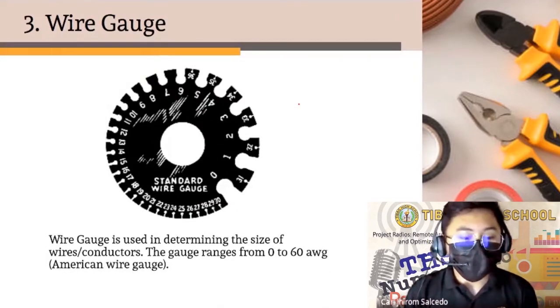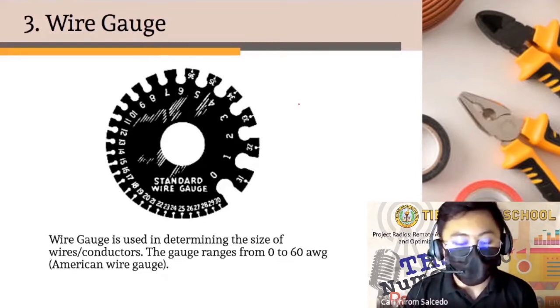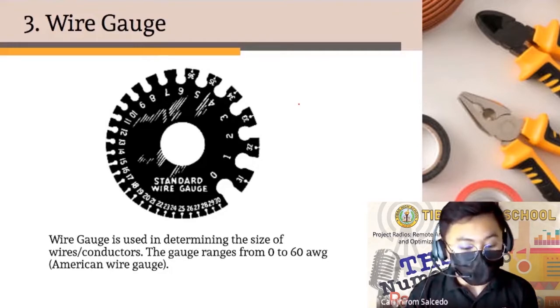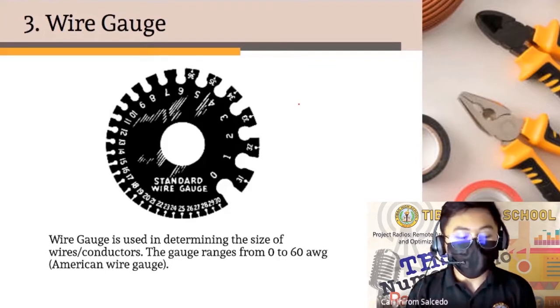So, ang wire gauge is used in determining the size of wires or conductors, and the gauge ranges from 0 to 60 AWG or the American wire gauge. Yun ang unit of measurement naman na involved sa wire gauge. Kung kanina sa micrometer ay millimeters or mm, sa wire gauge naman is American wire gauge or AWG or simply gauge. So, paano naman ang paggamit ng wire gauge?